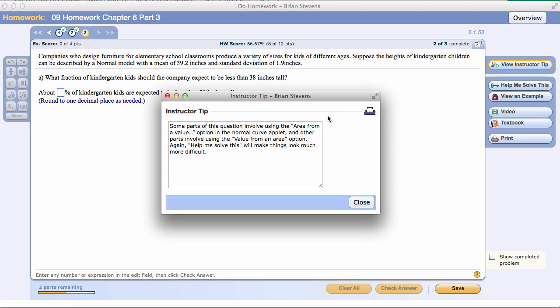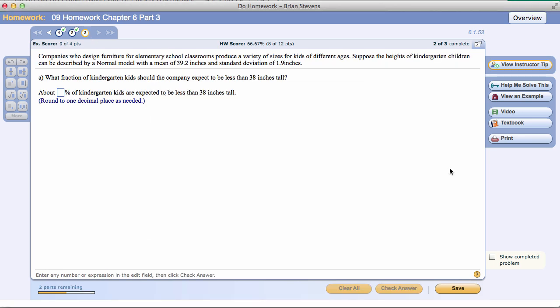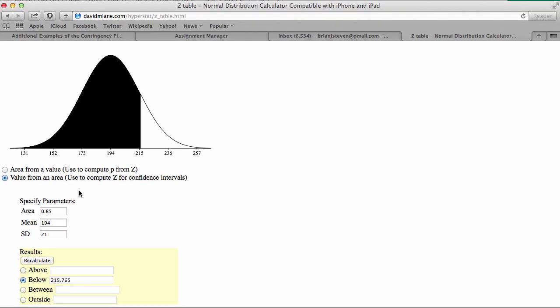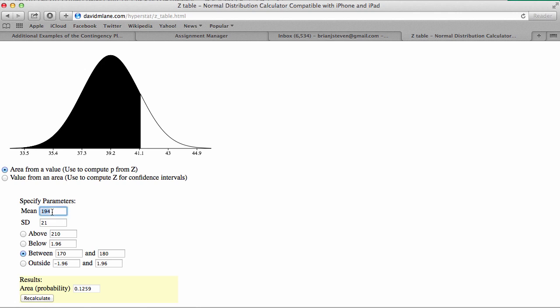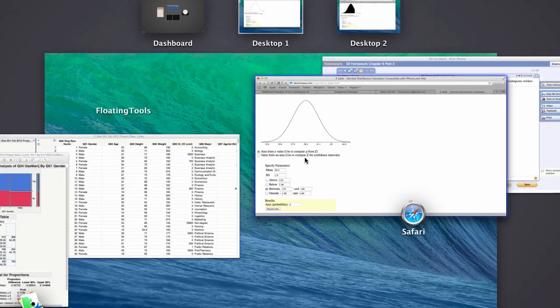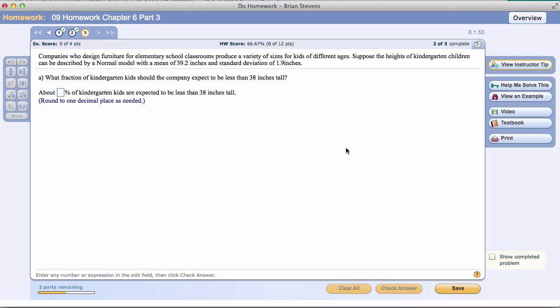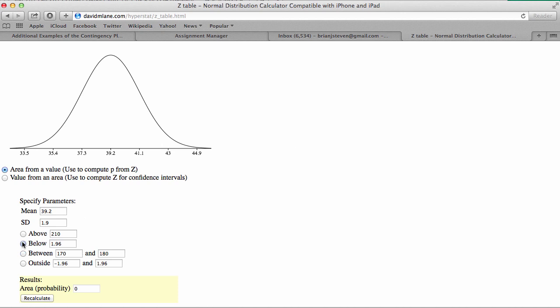Going on further here. Talking about kindergarten kids and their heights. So what fractions of the kids should the company expect to be less than 38 inches tall? So let's go ahead and type in the 39.2 and 1.9 into both applets. Let's double check those numbers. 39.2 and 1.9. And we want less than 38 inches tall.